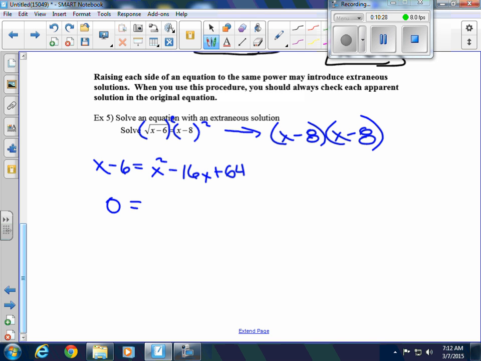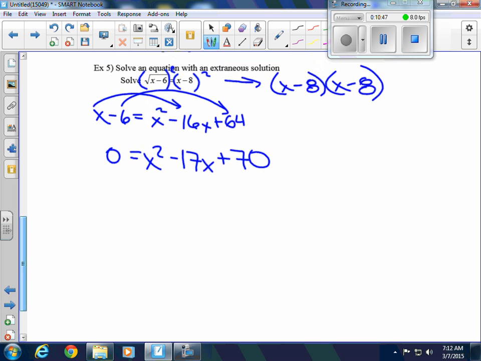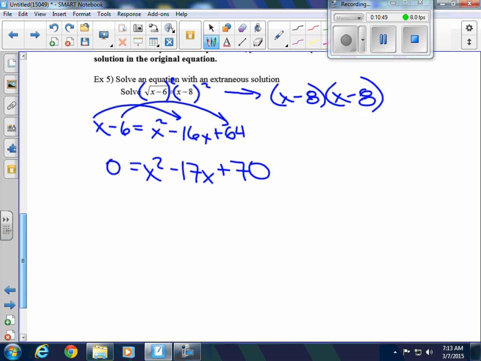So we're going to have 0 here. We're going to have x squared. We're going to subtract that x to this side, so it's going to be negative 17x. We're going to add 6 over there, so that's going to be our 70. And so now we have a quadratic equation. And when we have a quadratic equation, you should have plenty of experience solving these now. So we're going to factor them. If it doesn't factor, you can use the quadratic formula.